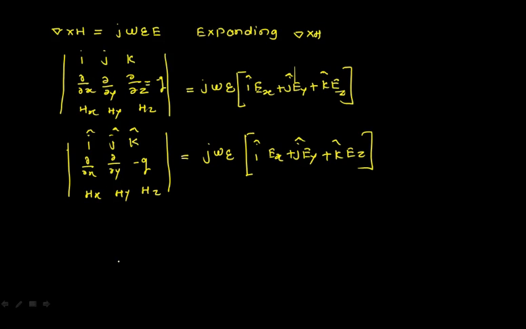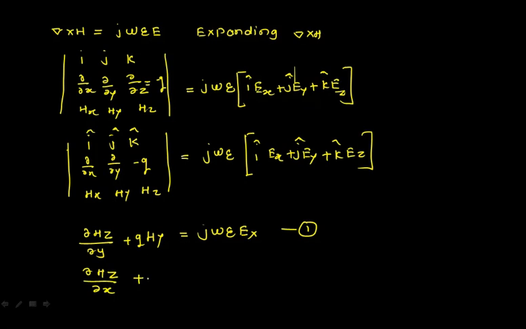You take this one. So this is ∂Hz/∂y minus γHy will become plus γHy here is equal to jωε Ex. This is your equation number one. The second equation you can write ∂Hz/∂x plus γHx is equal to minus jωε Ey. This is your equation number two.